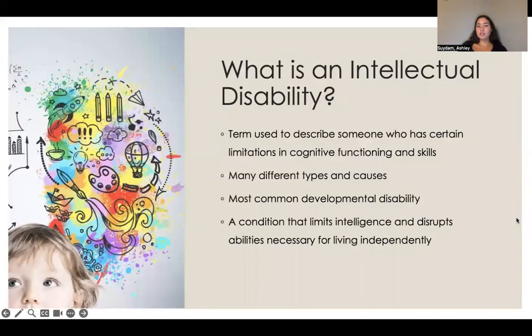What is an intellectual disability? It's a term used to describe someone who has certain limitations in cognitive functioning and skills. There are many different types and causes, and it's the most common developmental disability. It's a condition that limits intelligence and disrupts abilities necessary for living independently.